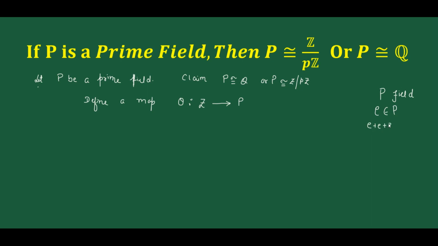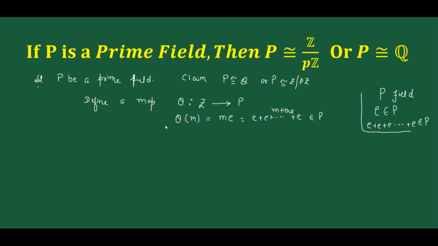It means you can add e plus e plus e as you wish. So you can add e any number of times, and that will give you an element of P. So this will be the idea to define a map from Z to P. If you choose an integer m from the set of integers, then the map θ applied to it will give you me, that is e plus e plus e, m times, and it will give you ultimately an element of P. Okay, as we have discussed here, this is the natural way to define a map from the set of integers to a field P.